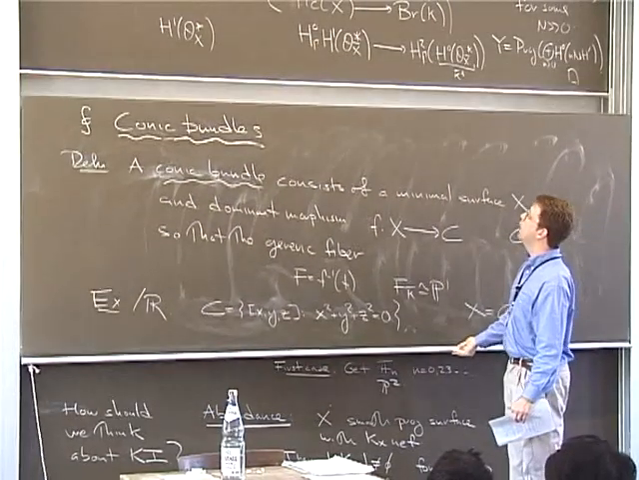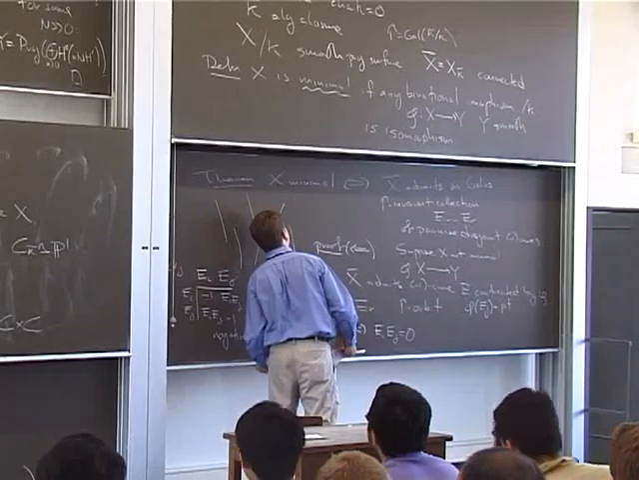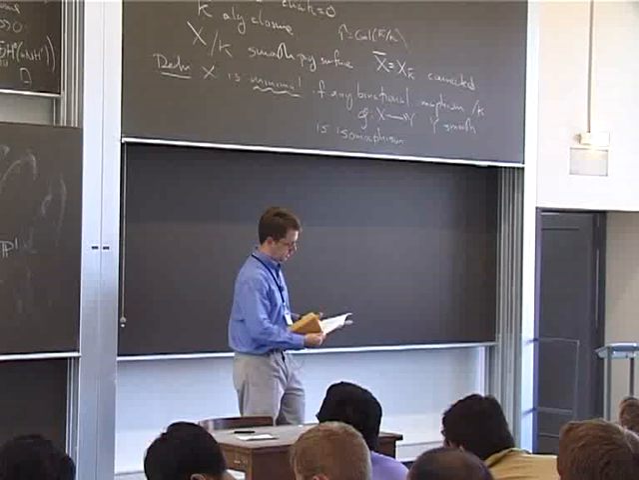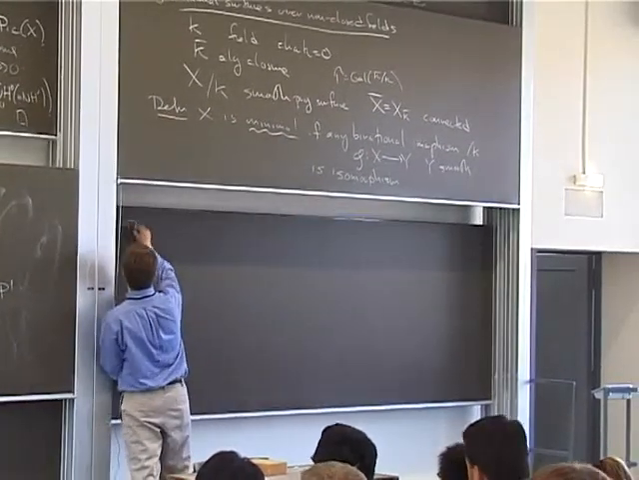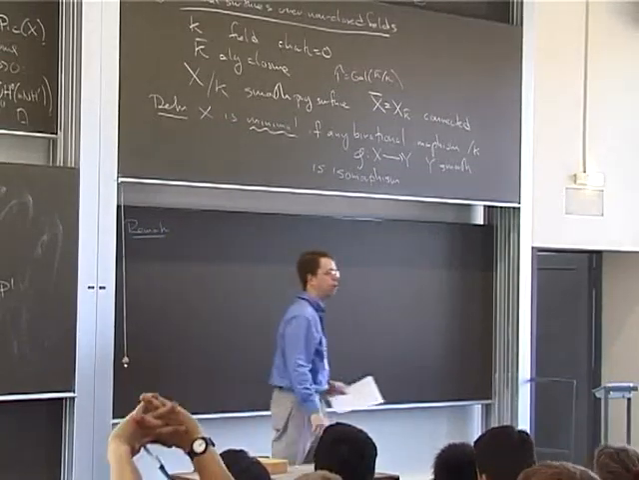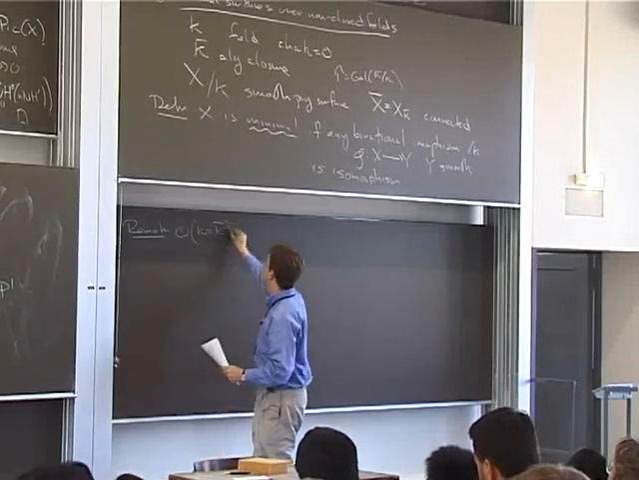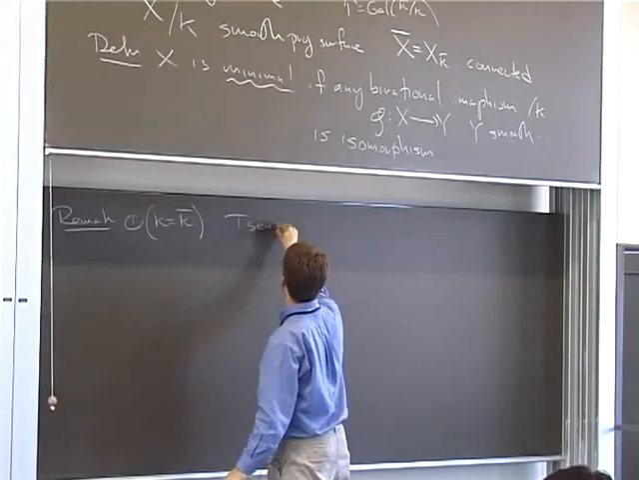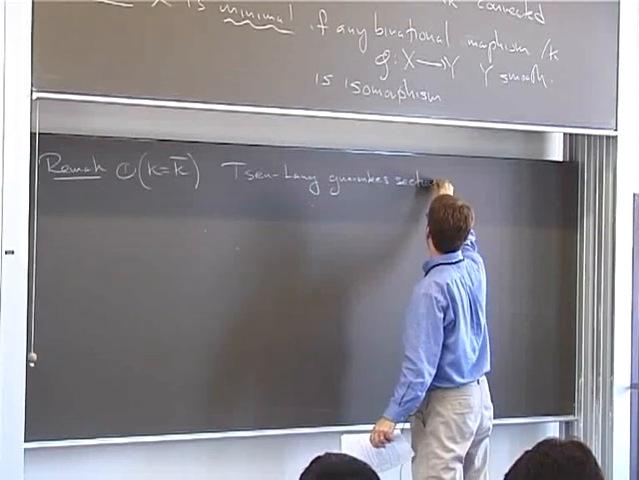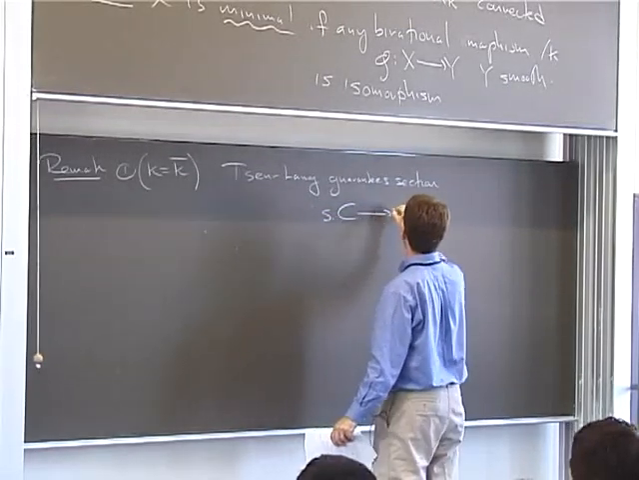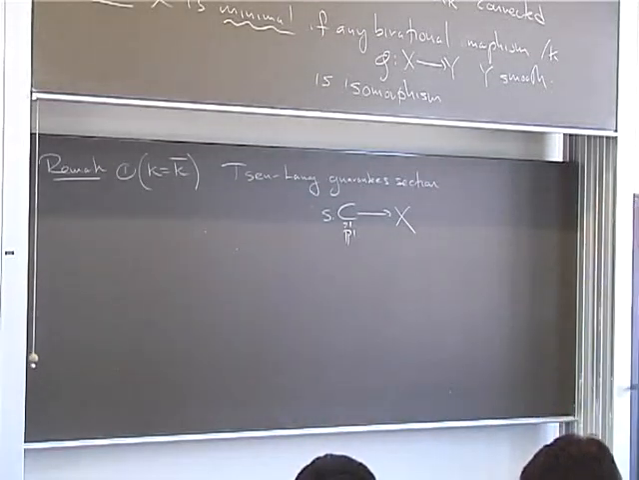Okay, let's see. Maybe I won't erase that. So let's give some description of the degenerate fibers. Before I do that, let me make a remark. I should have made this remark before, but now is also a good time to mention it. If our field is algebraically closed, then the Tsen-Lang theorem guarantees a section S from C, which in this case is isomorphic to P1, to X. So we always have a section of a conic bundle.